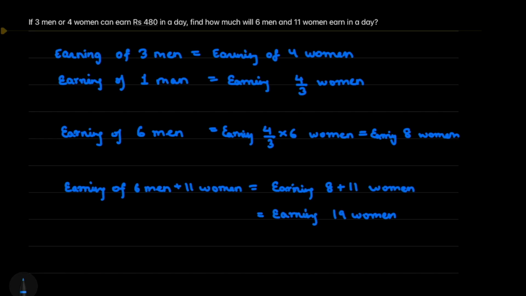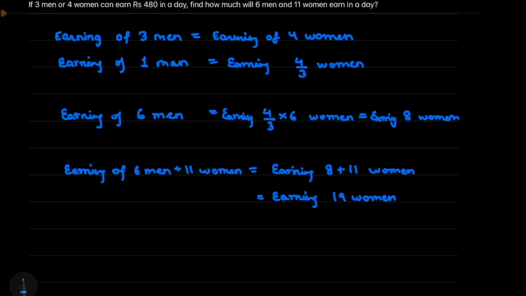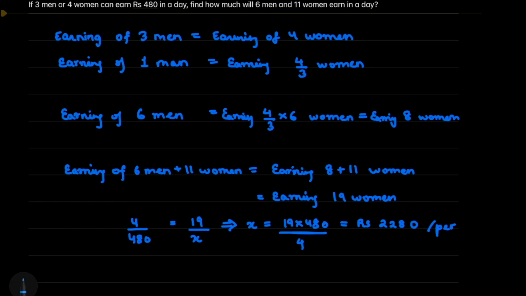So let's calculate. We already have a constant. 4 women earn 480 rupees, and that is the constant. And taking that constant, we'll have 19 women will earn x rupees, or 6 men plus 11 women would earn this much. We'll solve for x, and this gives us 19 into 480 by 4, and this comes out to be 2,280 per day. And that is our answer.